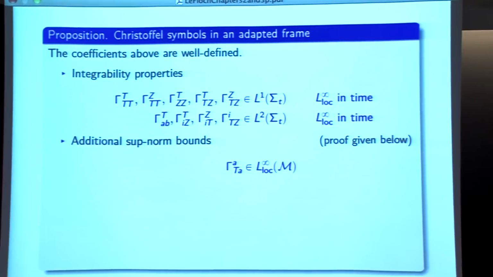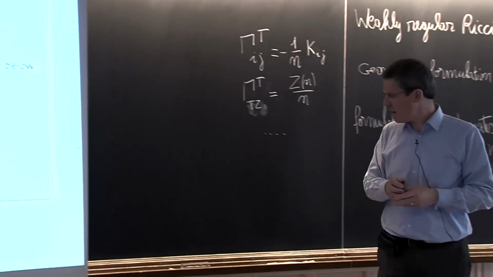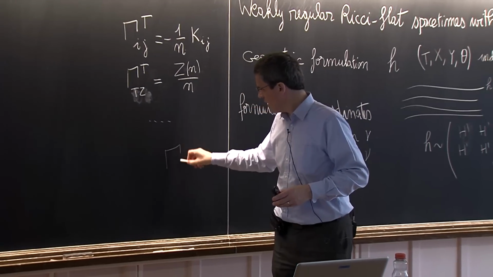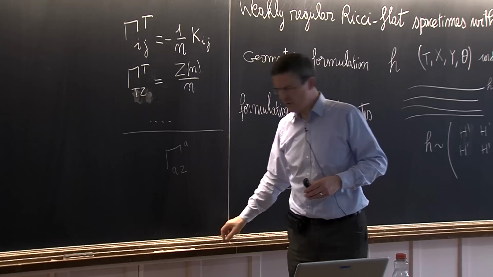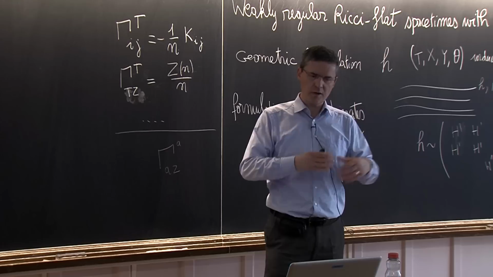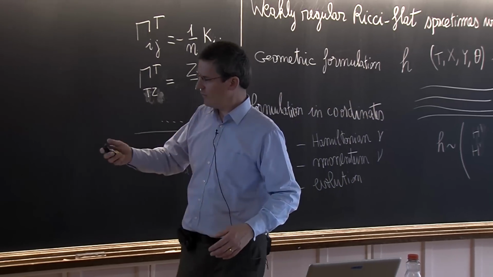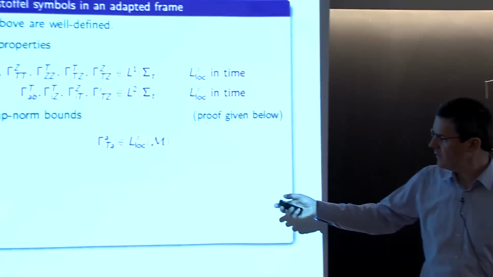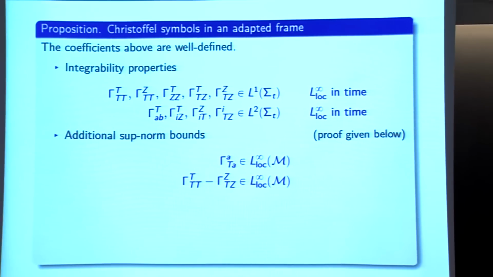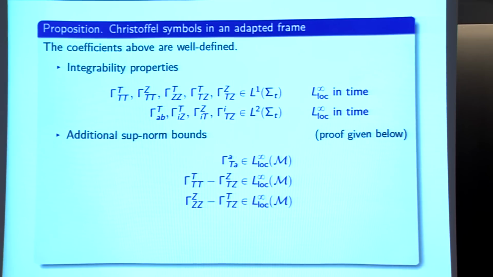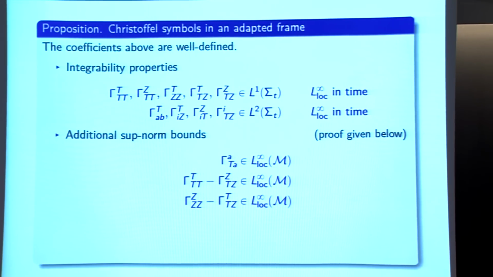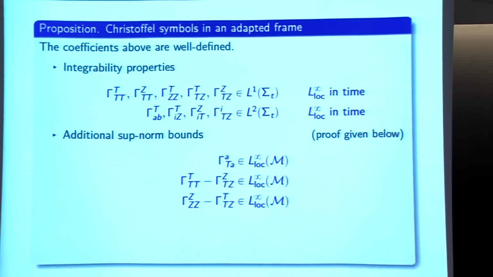You remember that we had, for instance, the trace, the contraction of gamma. We had a term like gamma A, Z, A, that was more regular. Instead of being L1 or L2, it was L infinity. And we have the same here. So this term is L infinity. Now we have the difference between two Christoffel symbols, which is also L infinity, and another difference, which is also L infinity. Okay. This may seem mysterious put like this, but you will see in a second where it comes from, right?